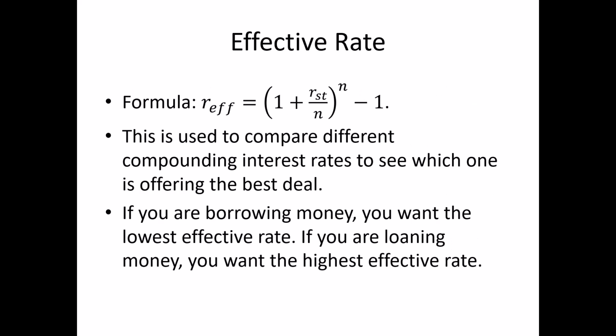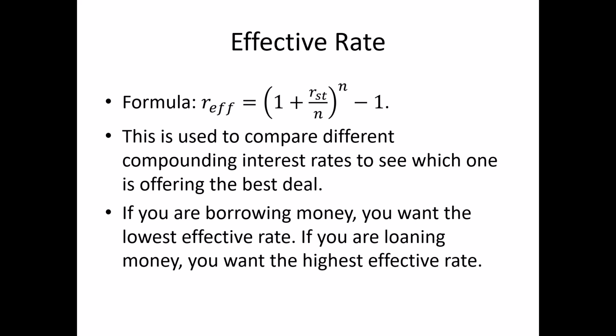Now, the formula for effective rate appears like this. You have R subscripted with EFF, and this is equal to the quantity 1 plus the stated rate divided by n. That whole sum is raised to the n power, and then you subtract 1 from that result. And this is used to compare different compounding interest rates to see which one is offering the best deal.